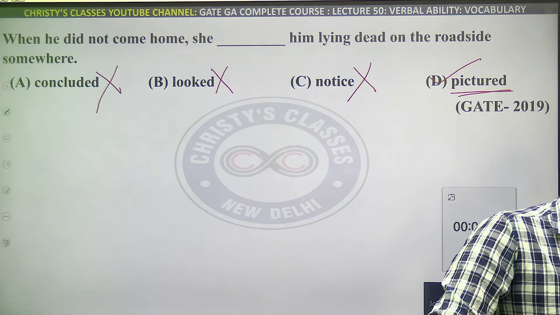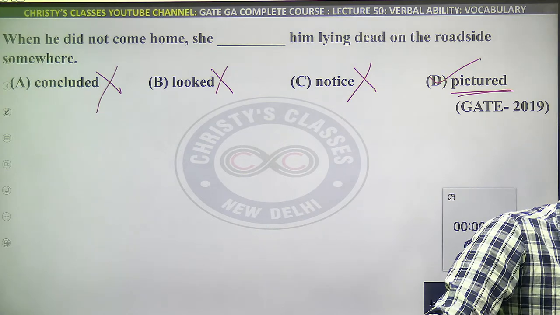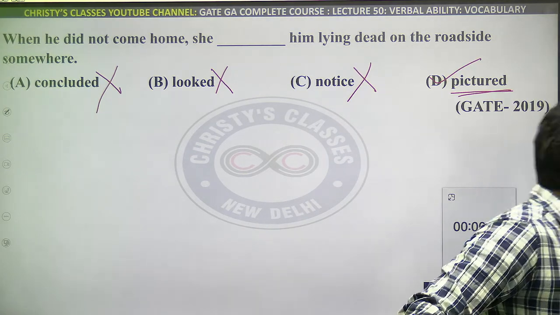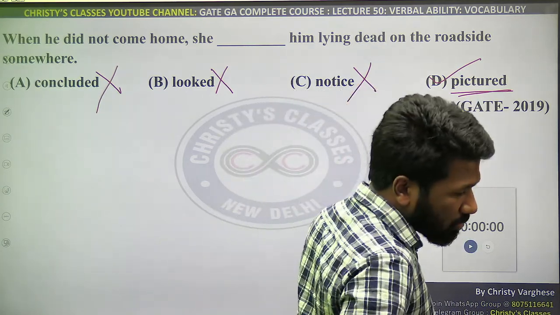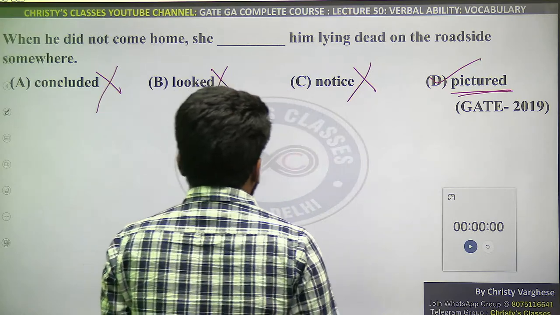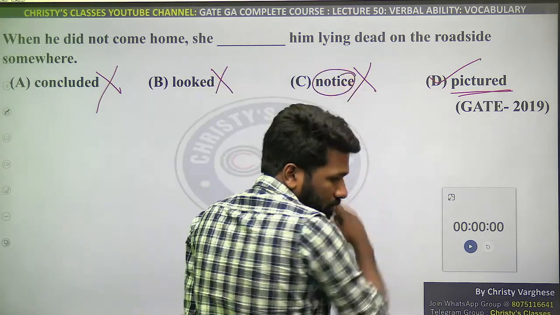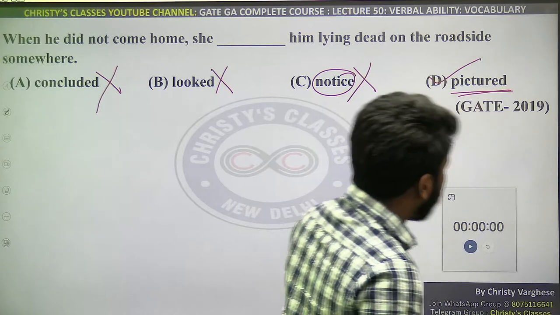Exactly, Arju. Notice can easily be eliminated since the sentence is in the past, and notice is present only. True, very good. Grammatically, notice is wrong. What Anisha told is correct.